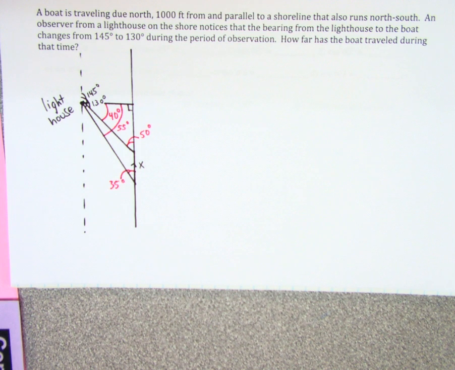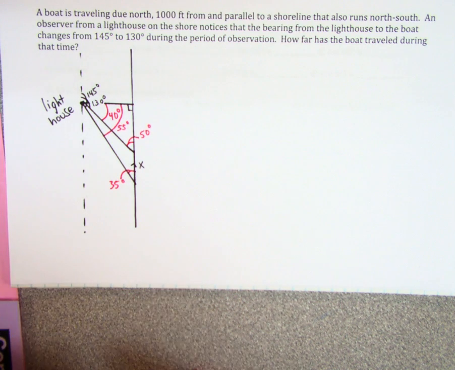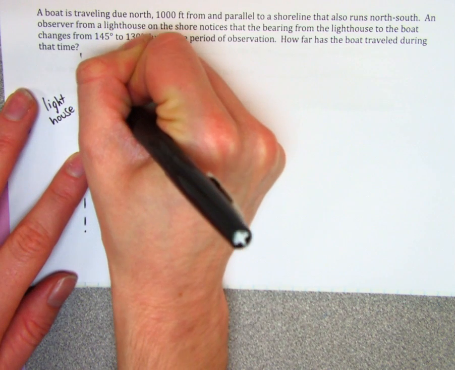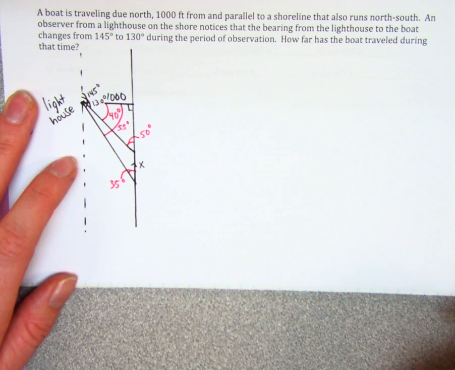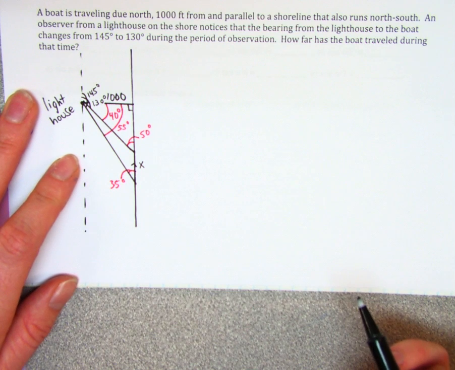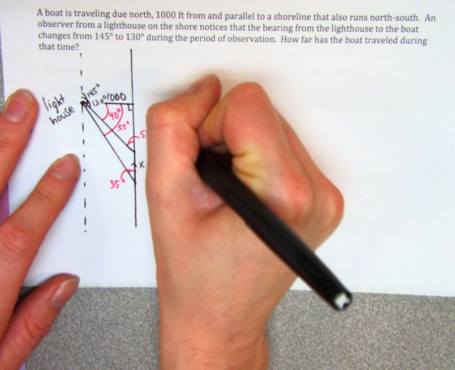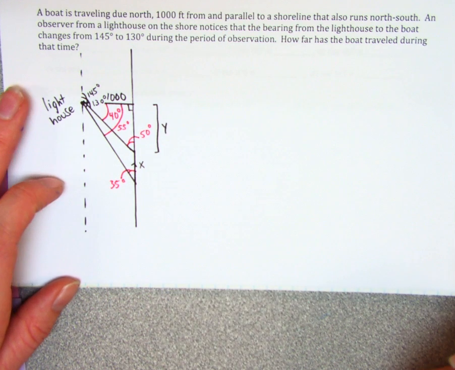So let's take a look at the information we know. The boat is 1,000 feet from the shoreline. So that means this distance here is 1,000 feet. We have x is what we're trying to find. To finish up our right triangle, we also need to use this distance here, which I'll label as y.